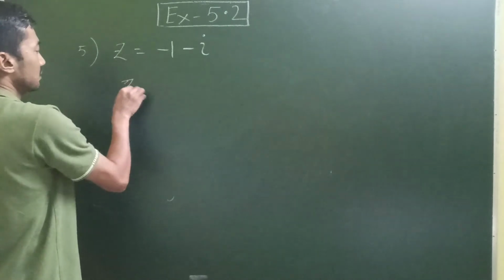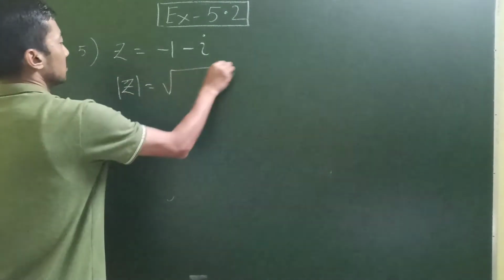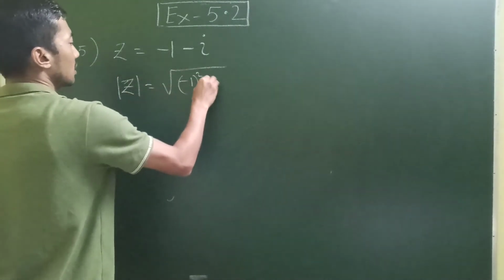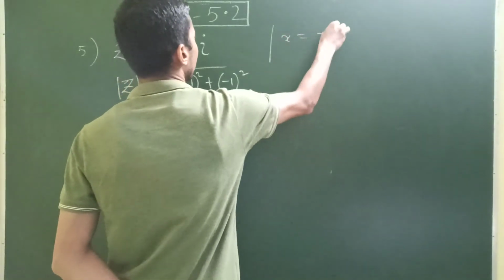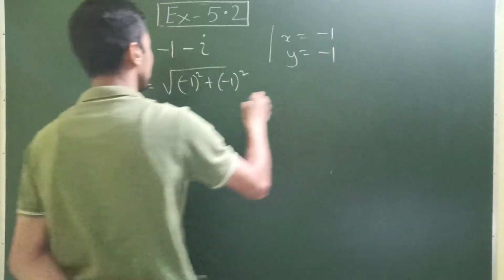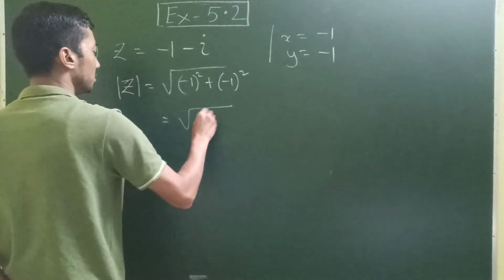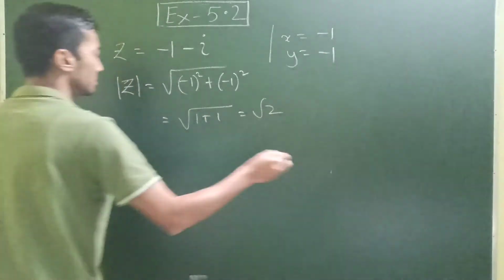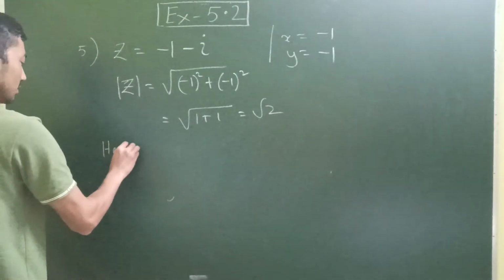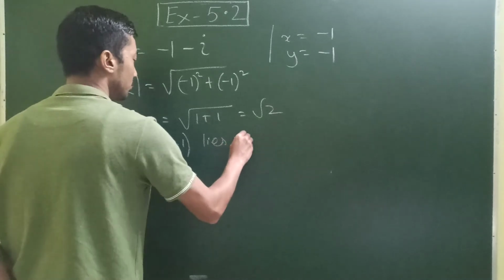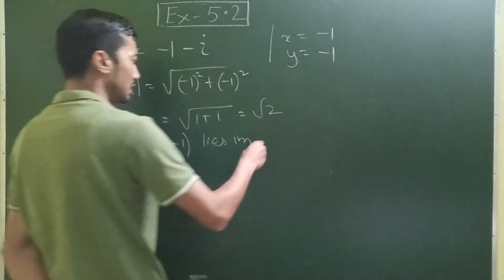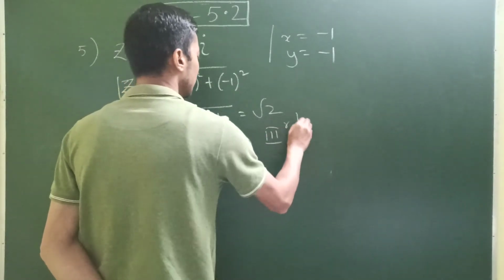So let's find out its magnitude. Magnitude of z will be minus 1 square plus minus 1 square, because here also, what is the value of x? Minus 1. What is the value of y? Minus 1. So 1 plus 1, that is root over of 2. Same again. Here, what are the polar coordinates? Minus 1, minus 1. So polar coordinates lie in which quadrant? Minus, minus. Lies in the third quadrant.